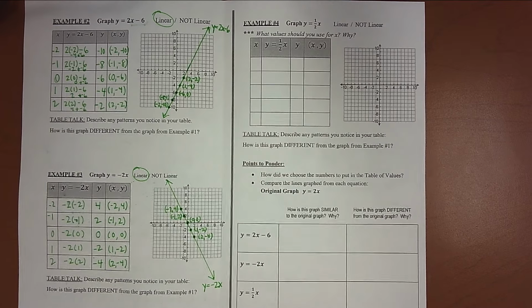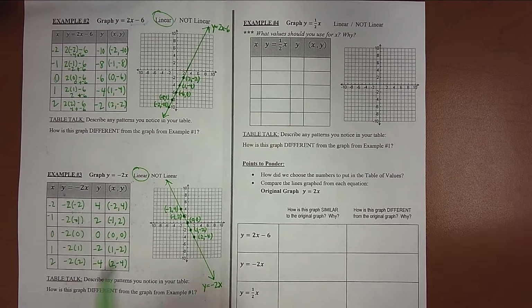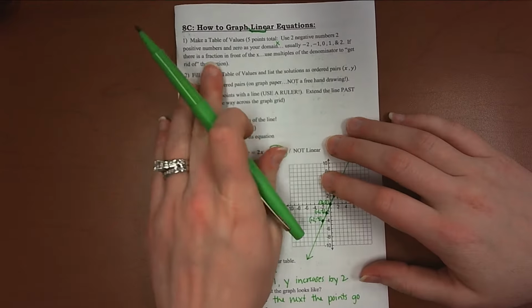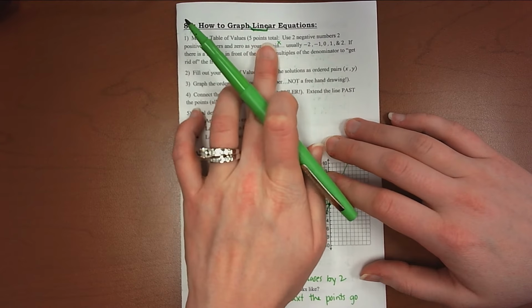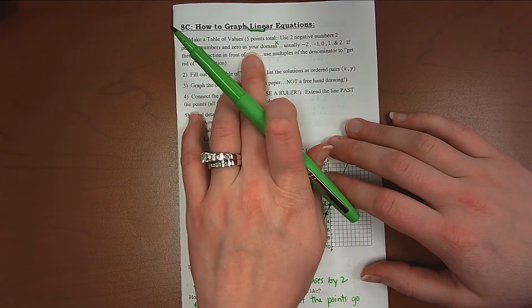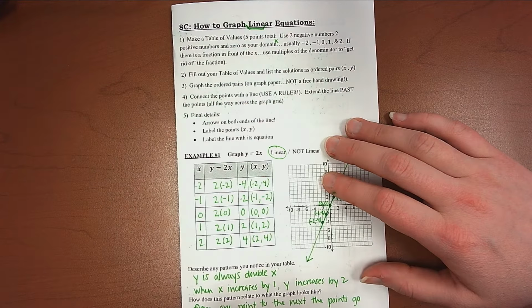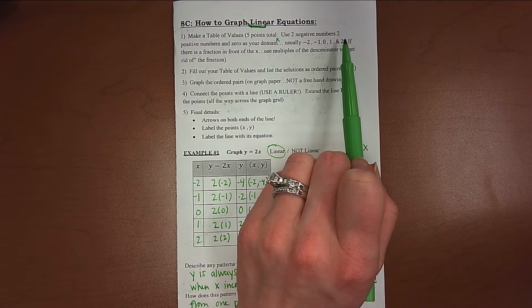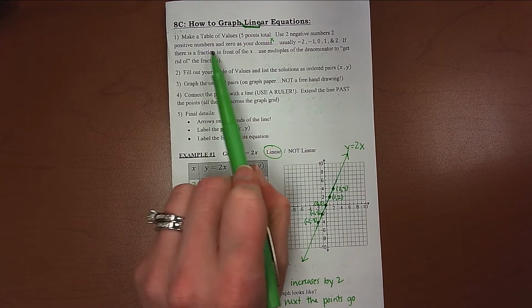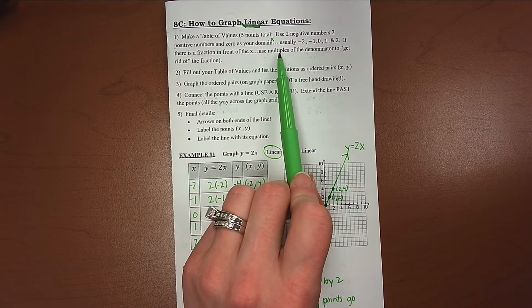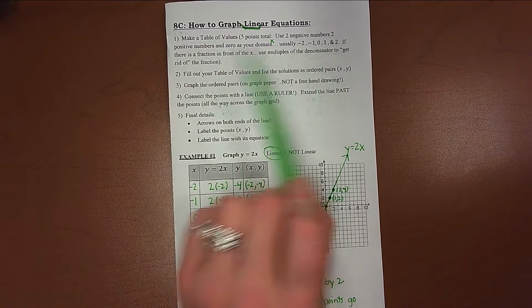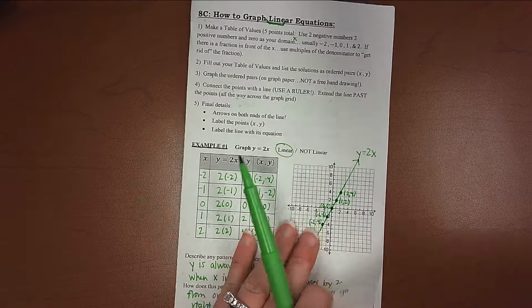Example number 4 is that special case that we talked about at the very, very beginning. We talked through the first step of graphing linear equations was to make a table of values. And it wanted 5 points total, 2 negative, 2 positive, and 0 as your domain or as your x values. And we said that we usually use negative 2, negative 1, 0, 1, and 2. However, if there's a fraction in front of x, use multiples, remember we multiply to get multiples, of the denominator to get rid of the fraction, or to cross-reduce.